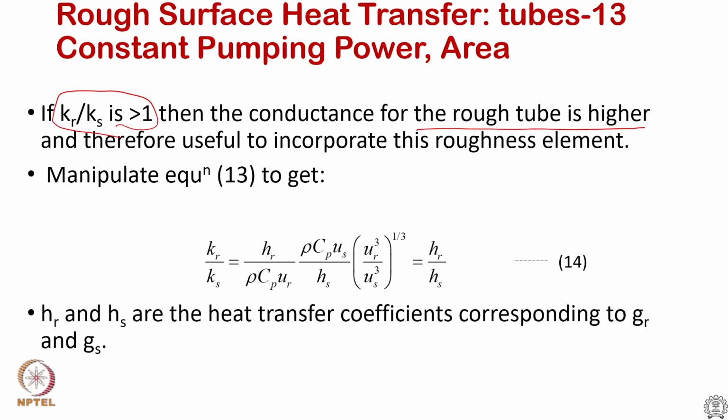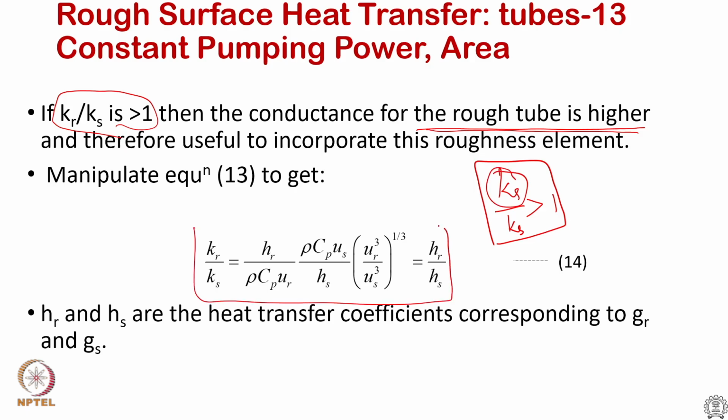What we see is that because the constant pumping power and area are fixed, if we obtain a relation where Kr, the convective conductance ratio, is greater than 1, that means my device is able to deliver more heat transfer. That means I can achieve compactness with this device, because my area is also fixed. So, I can go to a smaller area, and with this enhanced heat transfer rate I can obtain that.